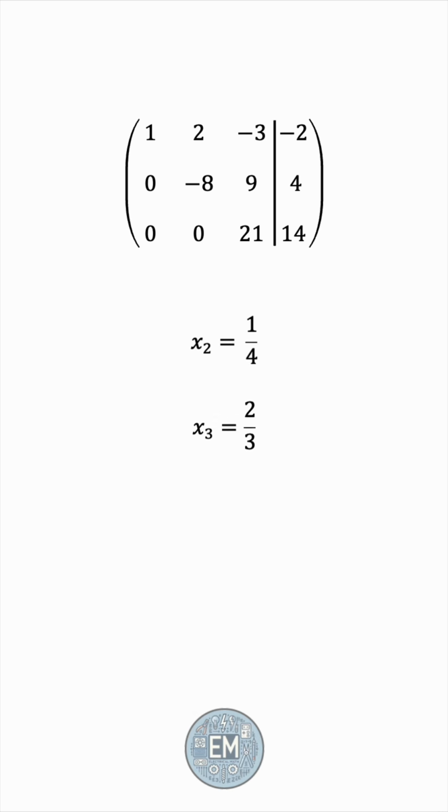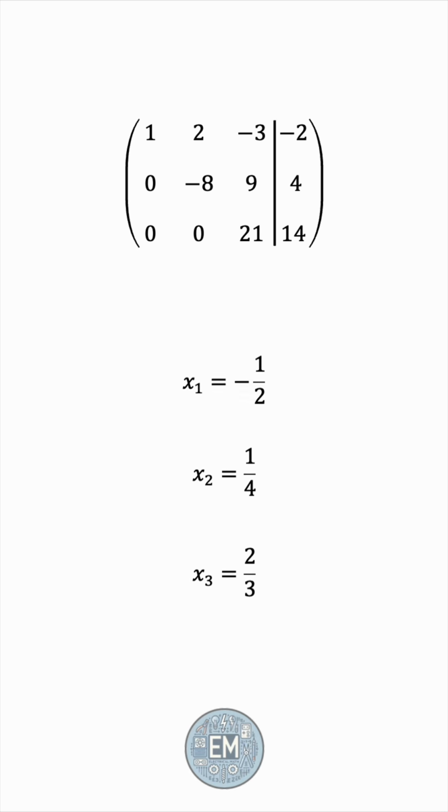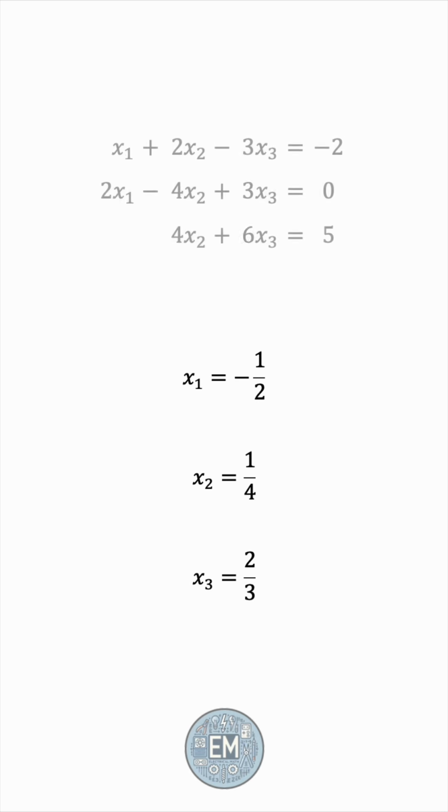And now we can get x1 by substituting those two values in the equation of the first row. We'll substitute the value of x2 we found and the value of x3. 2 times 1/4 is 1/2. 3 times 2/3 is 2. We'll cancel the -2 from both sides, take the half to the other side, and this gives us x1. So this is the solution to the linear system we started with.